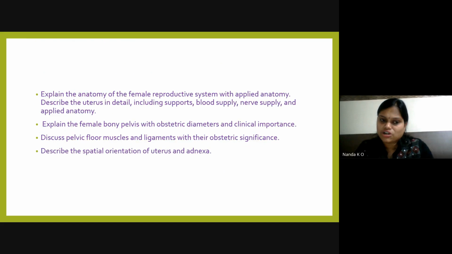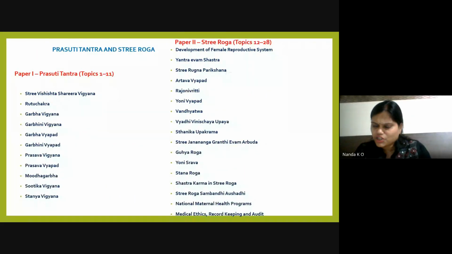And among 11 topics in paper 1, the top 10 topics are expected for LAQ. From those 10 topics, only 4 LAQs will come, and SLAQs are 8. That means you have to prepare all the topics for 10 marks. Even though it asks for 5 marks, you can condense and write it.